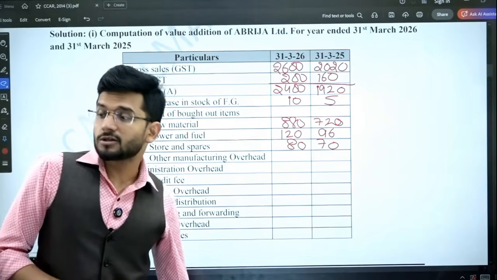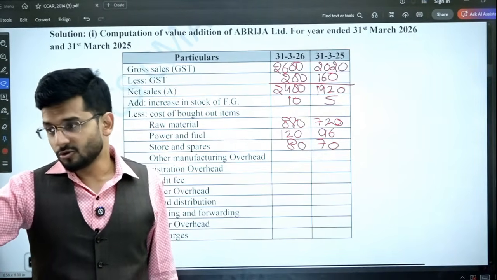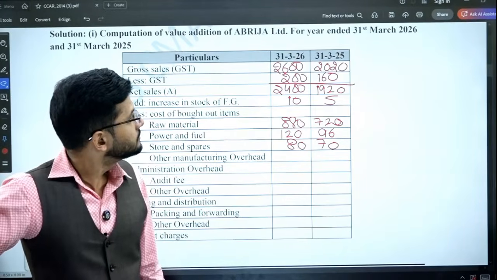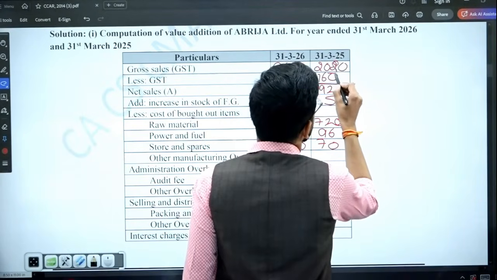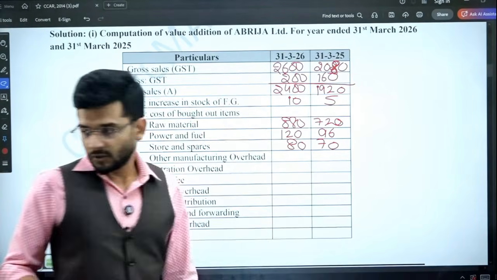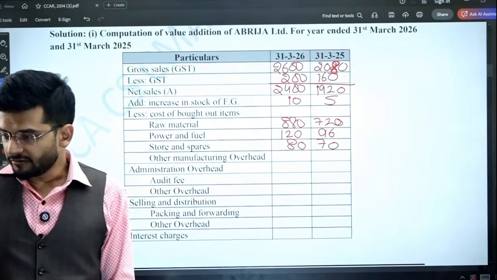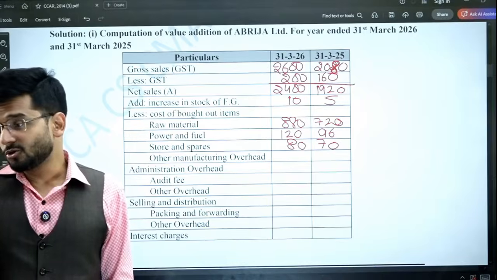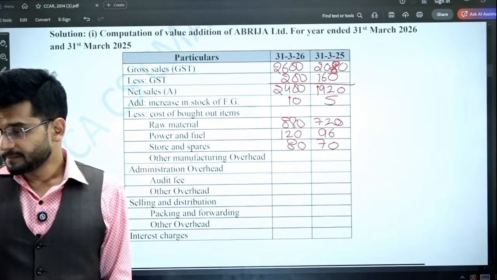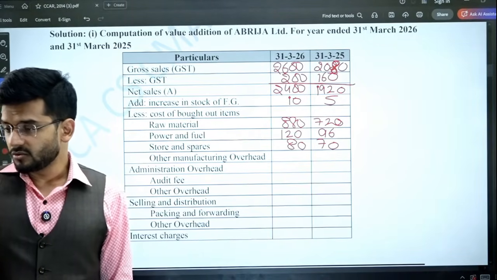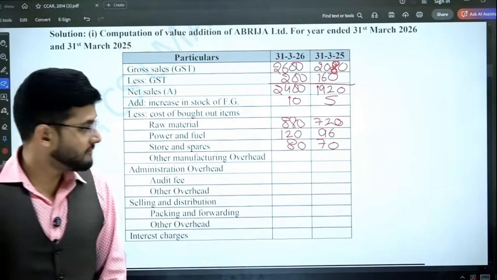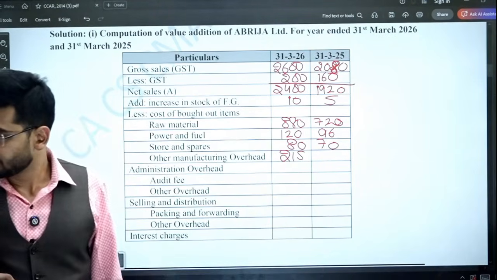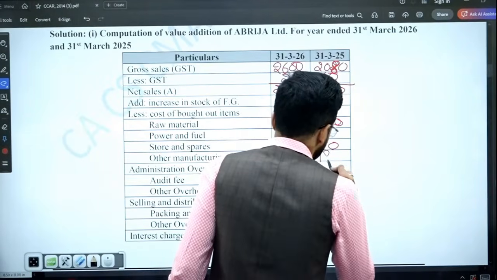Direct wages, salaries, bonus, gratuity is also there. No, sir. Not to be reduced. Power and fuel we have reduced. Stores and spares we have reduced. Cess and local taxes, not to be reduced. Yes, sir. Other manufacturing overheads. Yes, this is to be reduced. 215, 185.